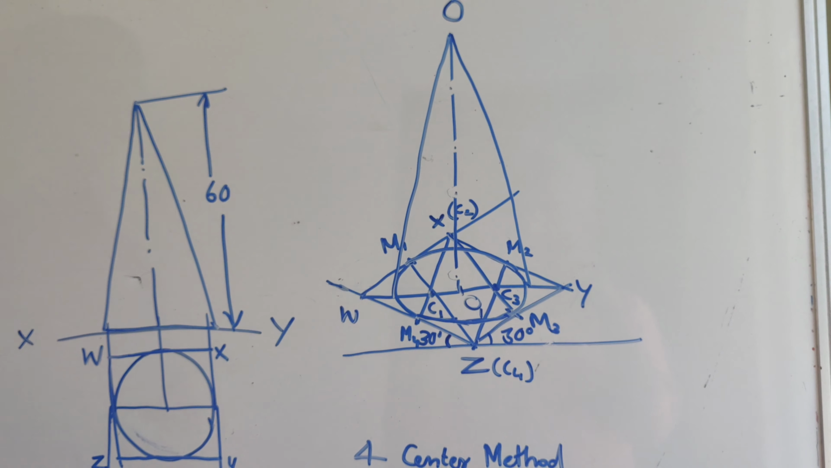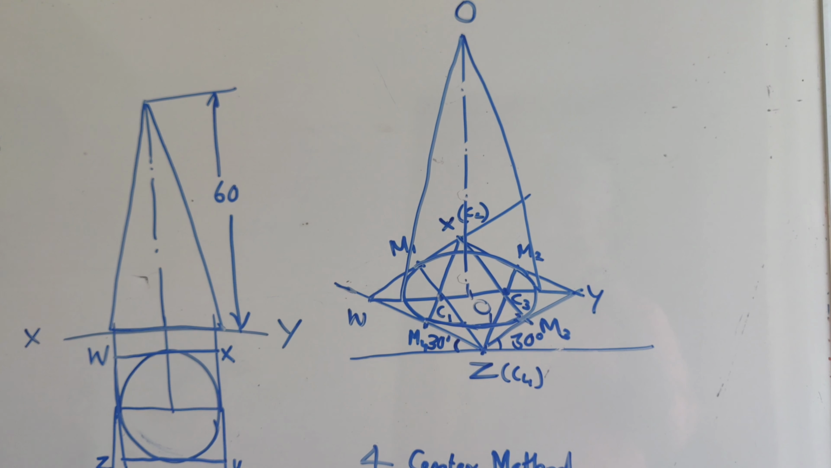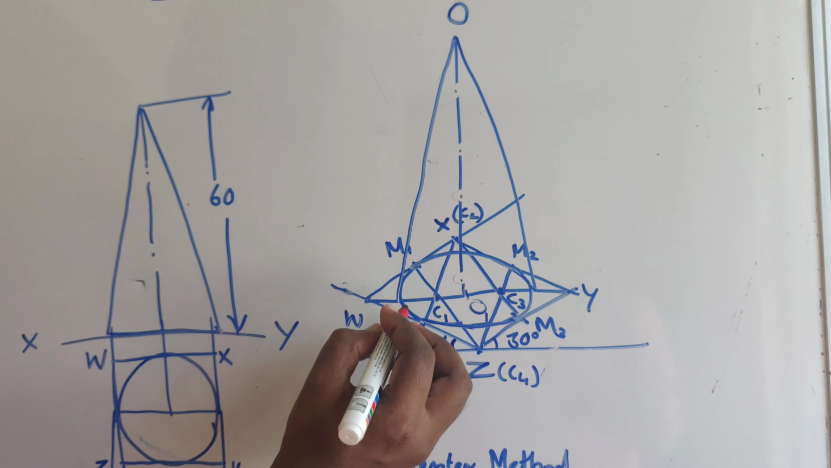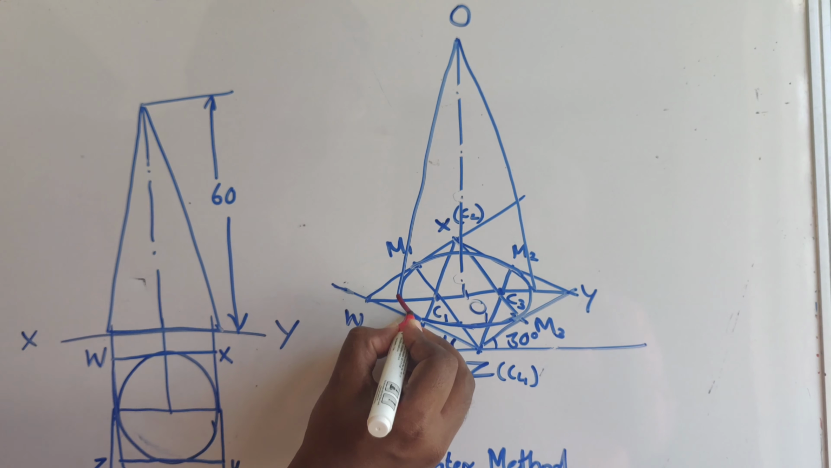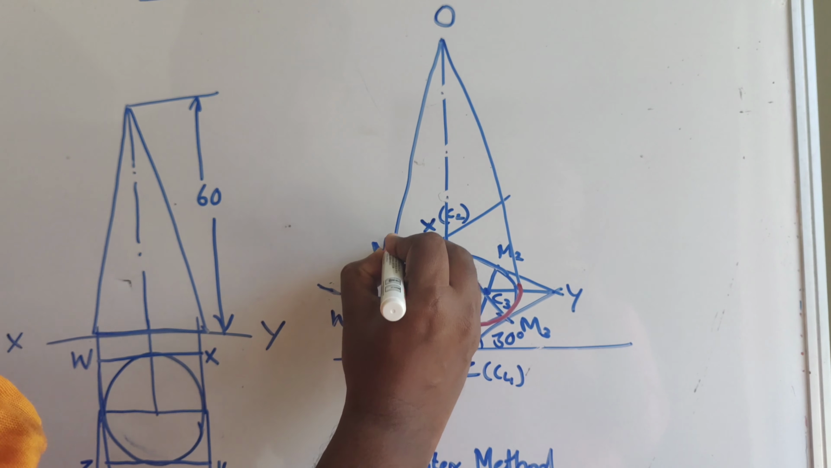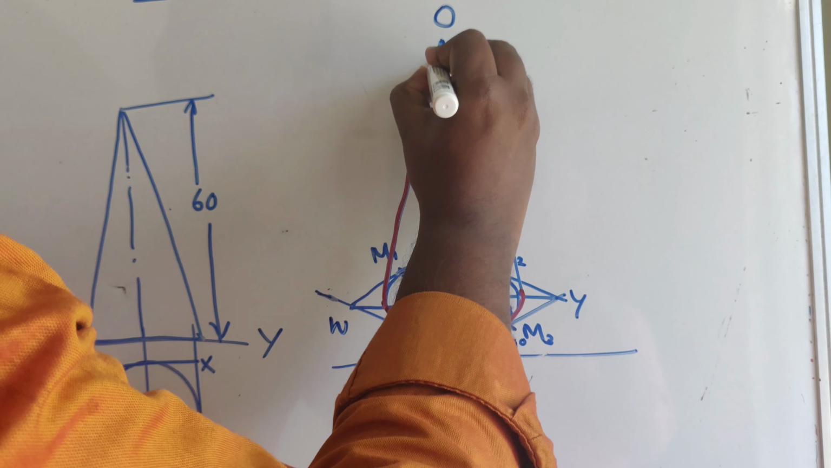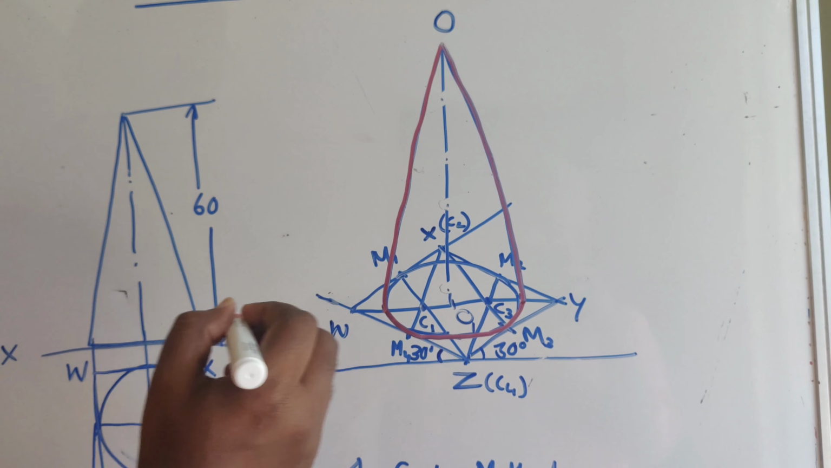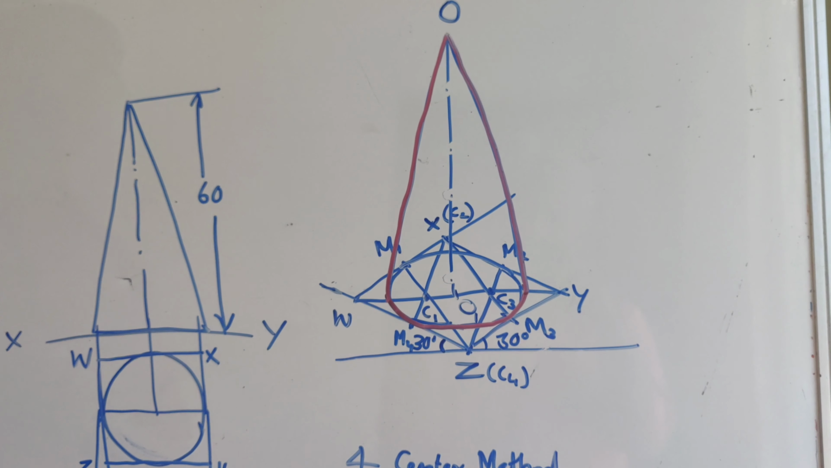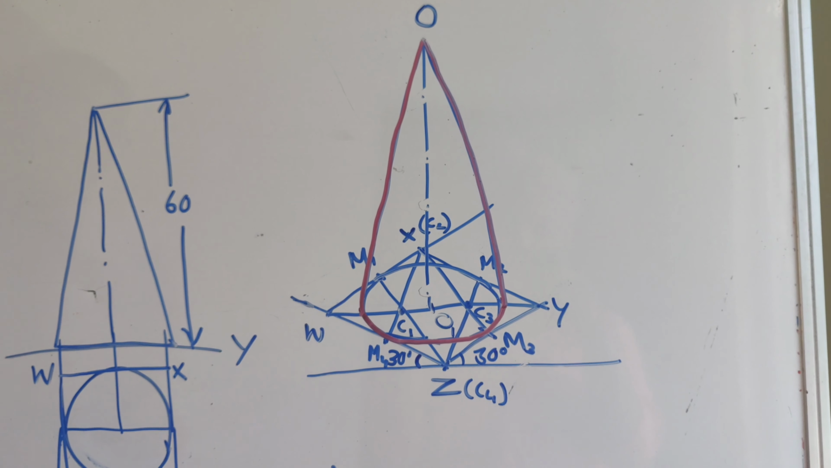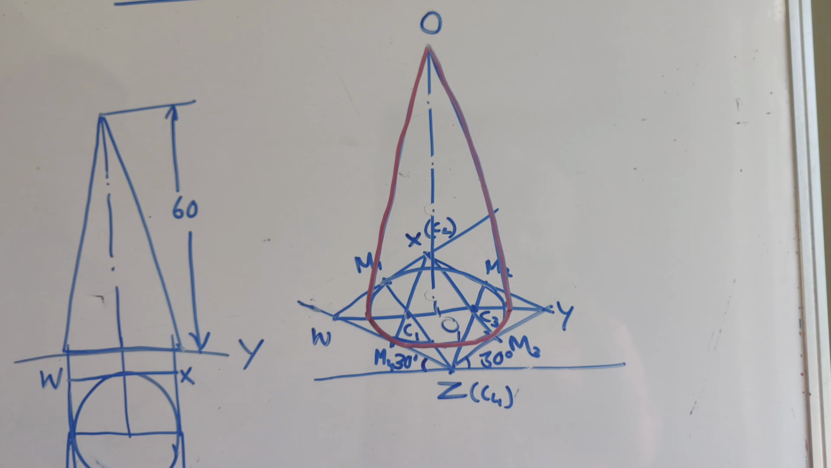Okay. So what should be the final view? For getting the final view, you can have the outer edges as visible. Okay, so this is the outermost edges which is visible to the observer. This is the isometric projection of the cone.